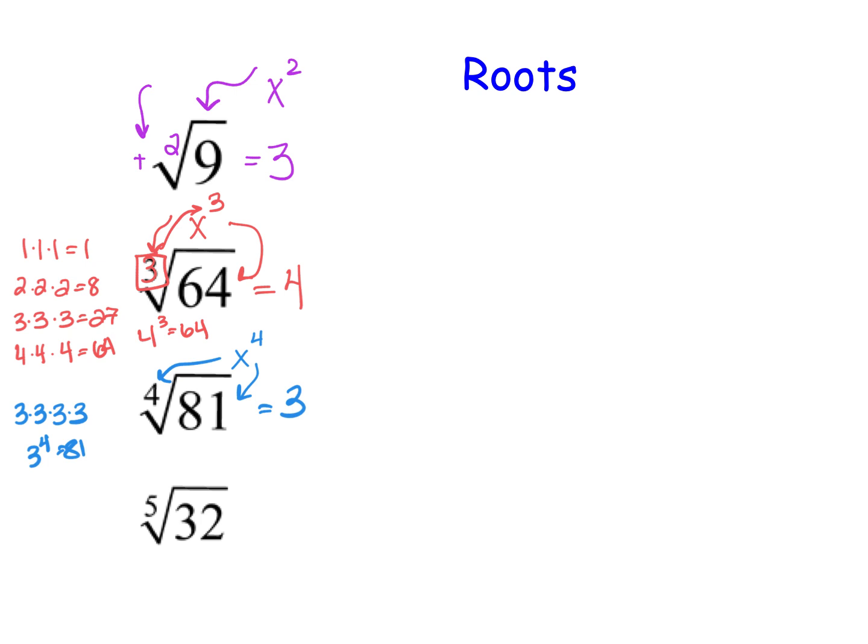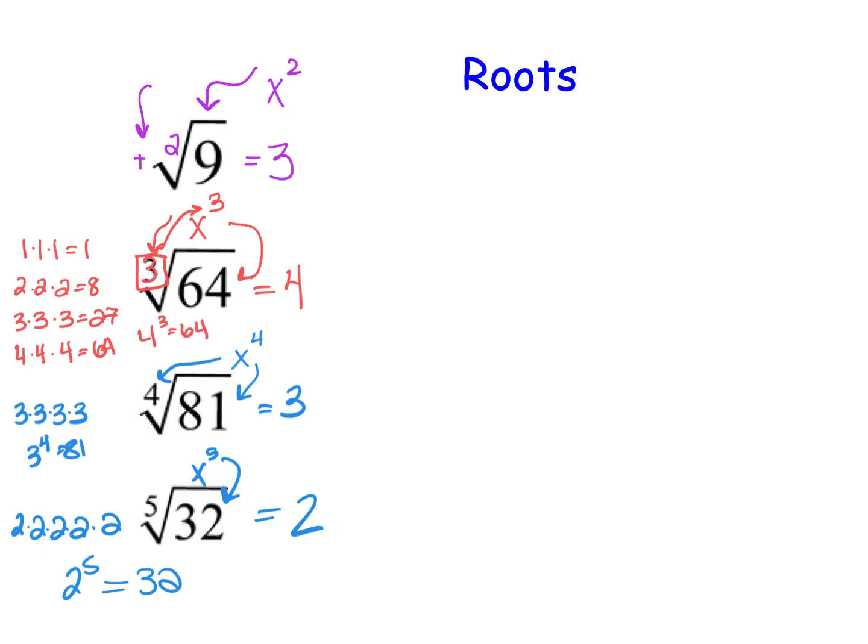And then finally, down below, the 32 extends in the same way. Again, it's saying what number to the power of 5 gives us 32. We have a boatload of numbers we can cycle through, but in the end, it becomes 2 to the power of 5, or 2 times 2 times 2 times 2 times 2. Because 2 to the power of 5 is equal to 32, the fifth root of 32 is just equal to 2. So those are our basics of roots.